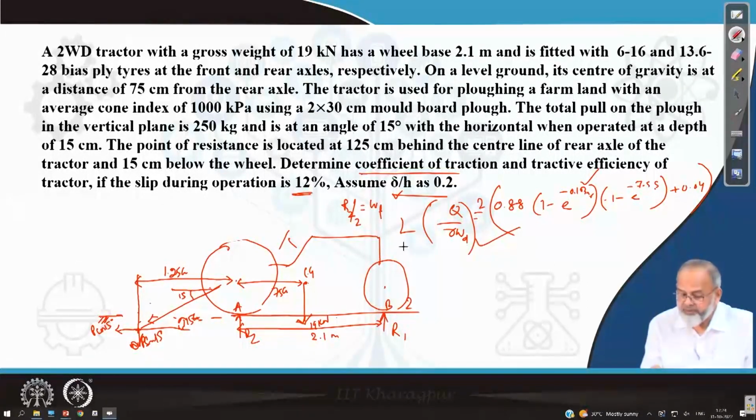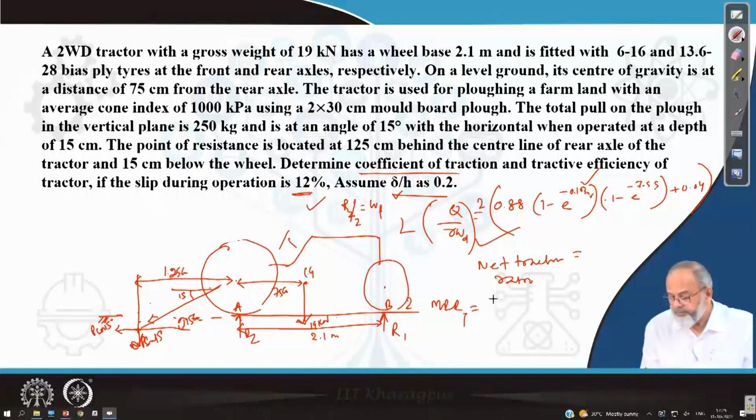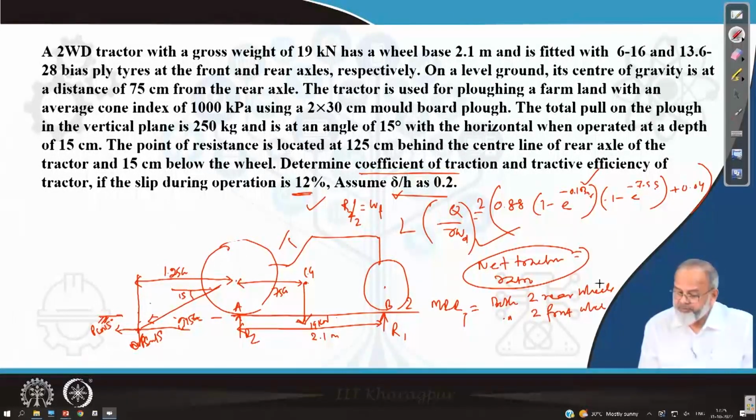So you know the gross traction, you know the rolling resistance, so the net traction you can find out. The net traction ratio is only for the rear wheels, not the front wheels. Now for the total rolling resistance, we have to consider both the rolling resistance of the 2 rear wheels as well as the rolling resistance of the 2 front wheels. So we calculated the net traction ratio and the motion resistance ratio.